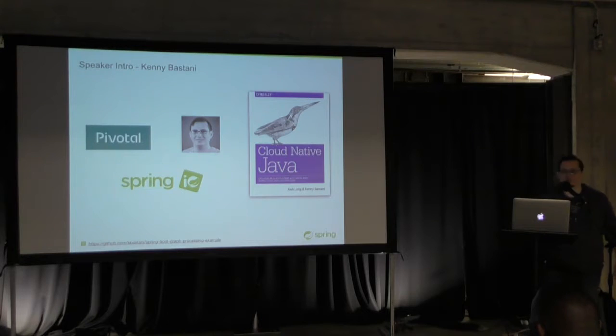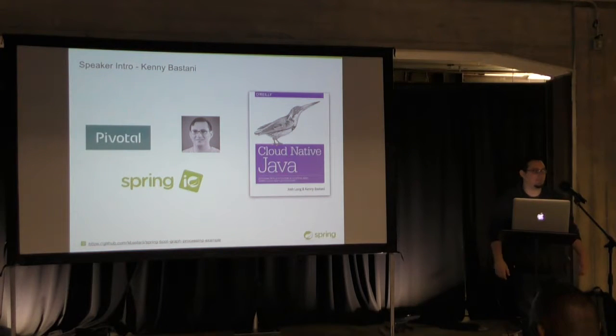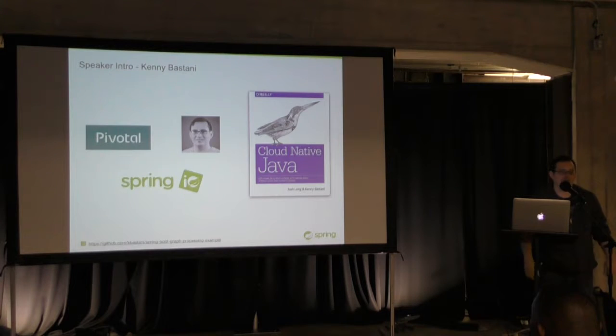Okay, so a little bit about myself. I'm Kenny Bastani, and I'm writing a book. I'm a Spring developer advocate at Pivotal. I'm writing a book called Cloud Native Java for O'Reilly with Josh Long. This book is about building cloud native JVM applications and microservices, deploying them to a cloud platform like Cloud Foundry. So this uses Spring Boot and Spring Cloud, two application frameworks in Java for building microservices.